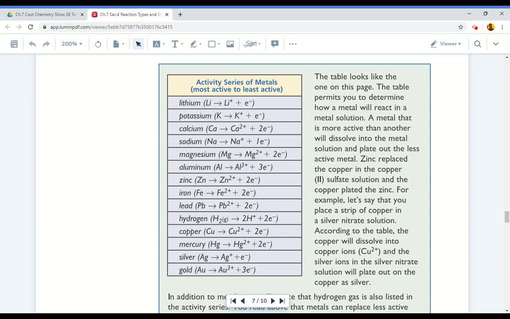For example, let's say that you place a strip of copper in a silver nitrate solution. According to the table, the copper will dissolve into copper ions, and the silver ions in the silver nitrate solution will plate out on the copper as silver.